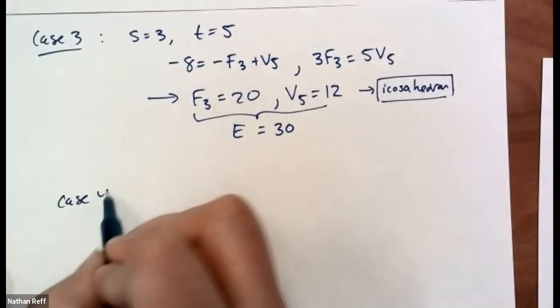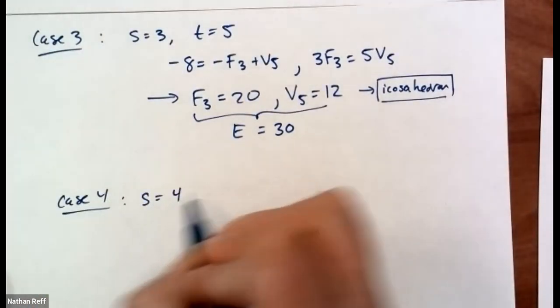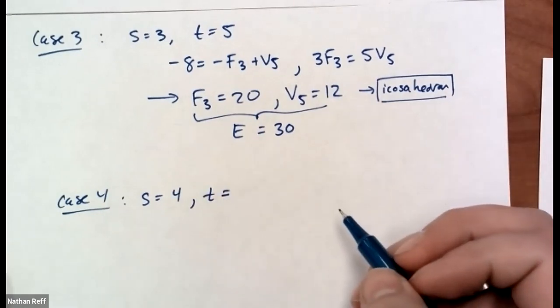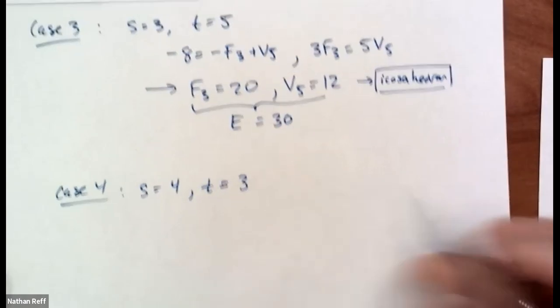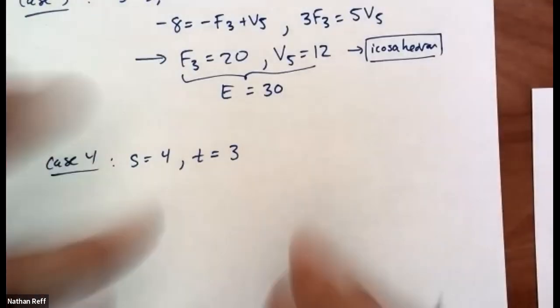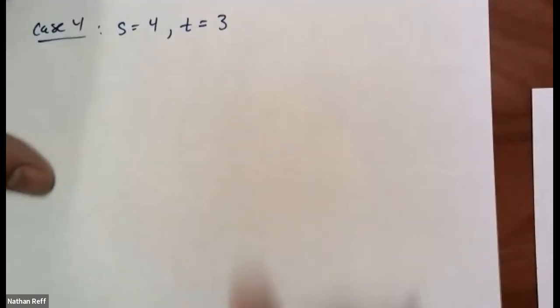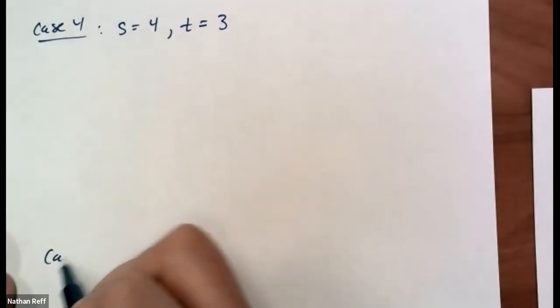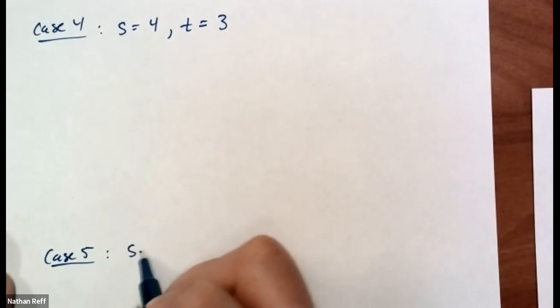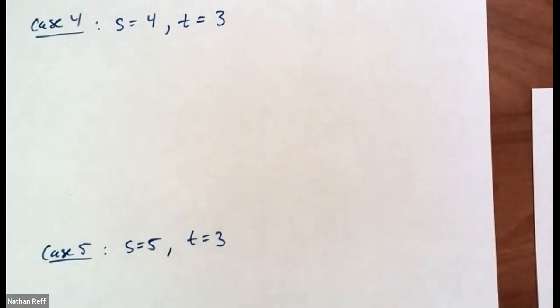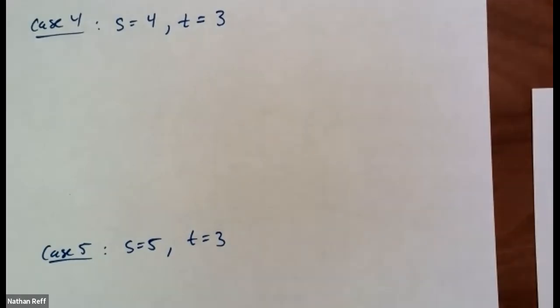Case 4 would be S equals 4, T equals 3. And remember, one of them has to be 3. So either S is 3 or T is 3. Then the other possibility, the last one, will be S is 5 and T is 3. Because if S can't be 3, then T has to be 3. The other cases are impossible figures. You can't draw them.